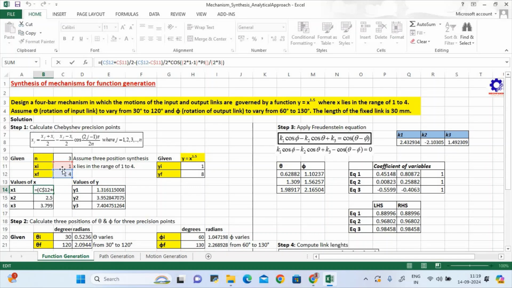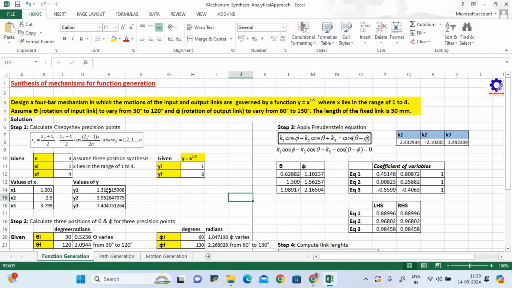Then you have minus of again this cell $C$12 minus this one $C$11 divided by 2, then multiplied by cos of, then I am taking this angle 2j. So obviously this is the first precision point, so we have taken 1, then after that minus 1. So this is your minus 1, then multiplied by pi by 2n. So you can see here, this is my pi divided by 2 multiplied by 3. So this expression we can write down in this formula bar for this particular cell, and we can calculate the value of x1.